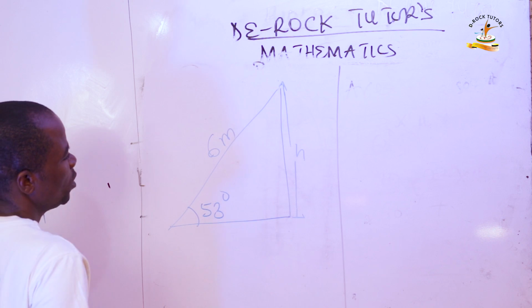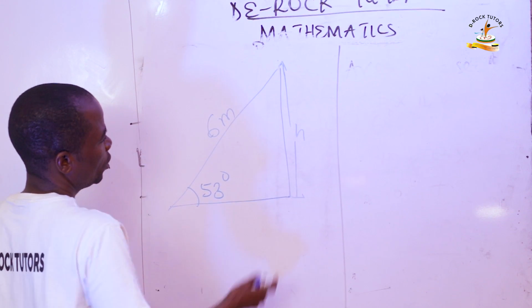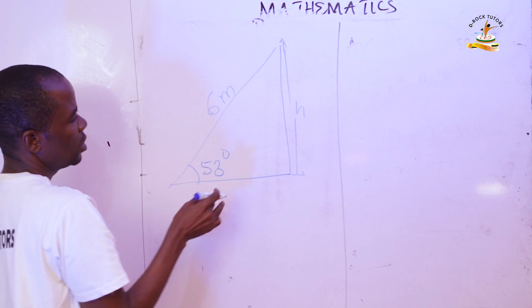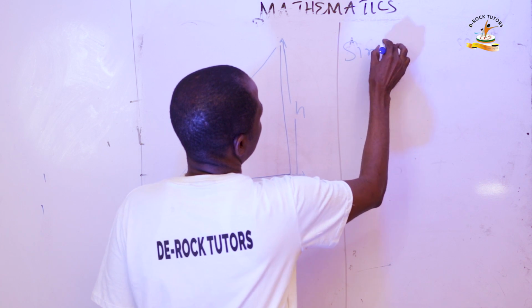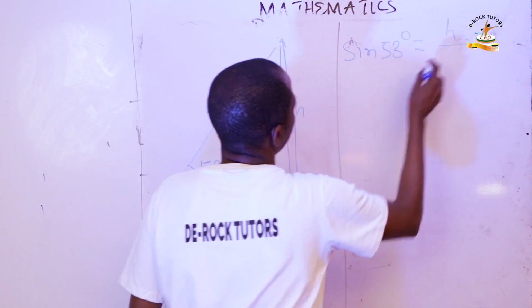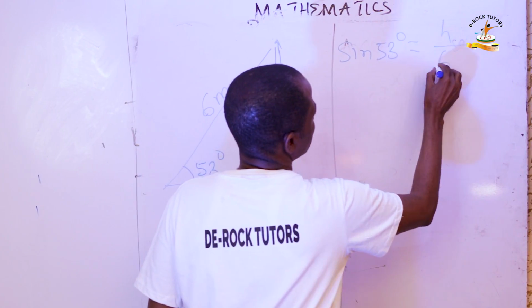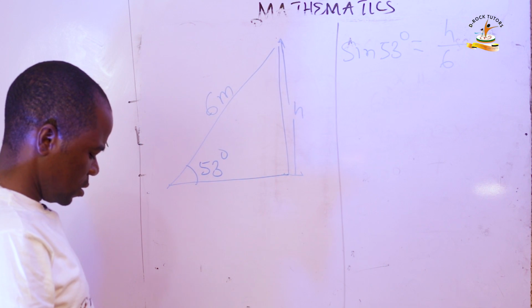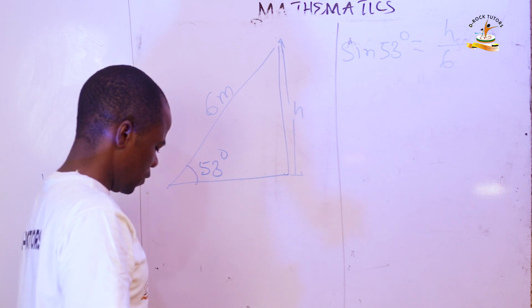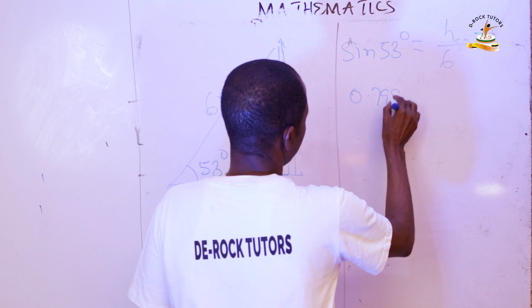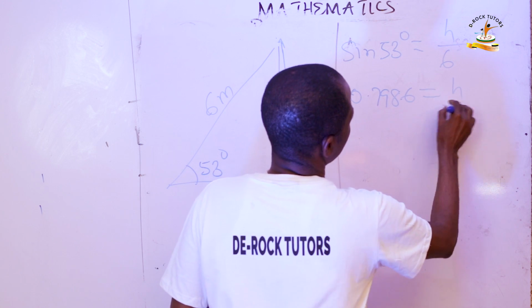And if you look at this, we simply make use of our SOHCAHTOA. This is opposite over hypotenuse. That is sine. So sine 53 degrees is equal to the opposite, that is h, all over the hypotenuse, that is 6. And if you find sine 53 degrees, it will give us 0.7986, which is equal to h all over 6.